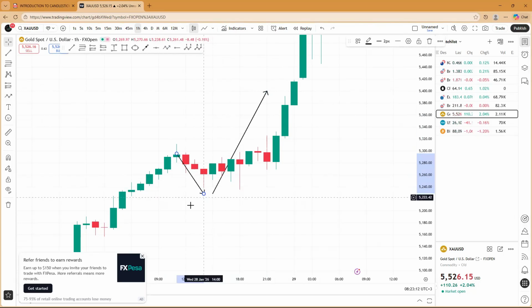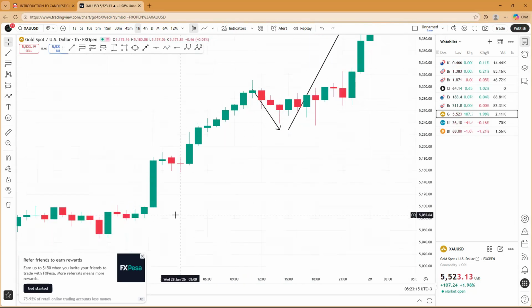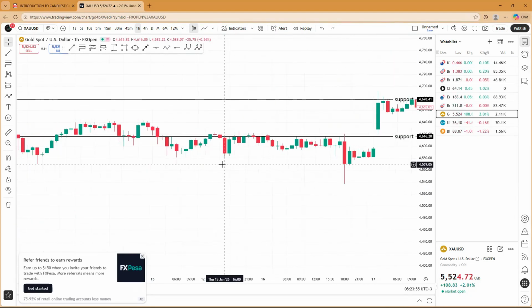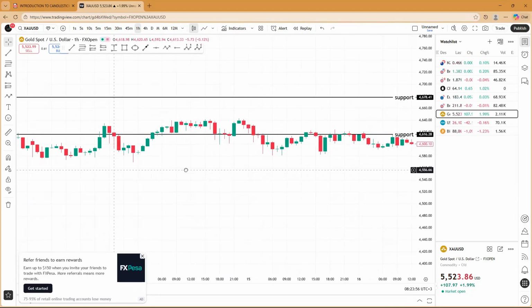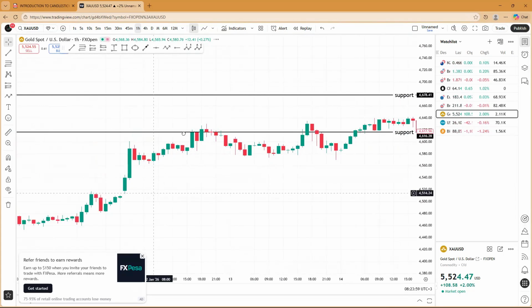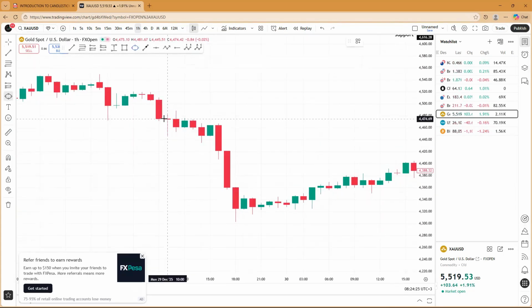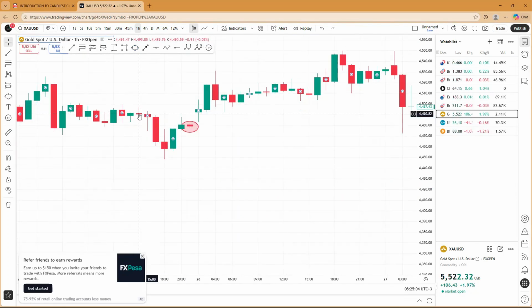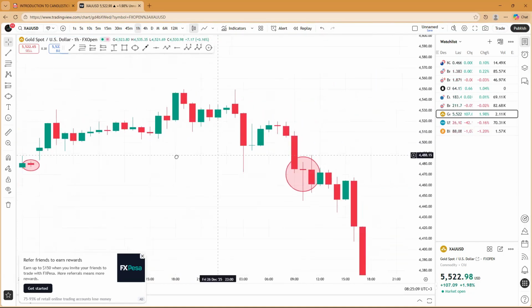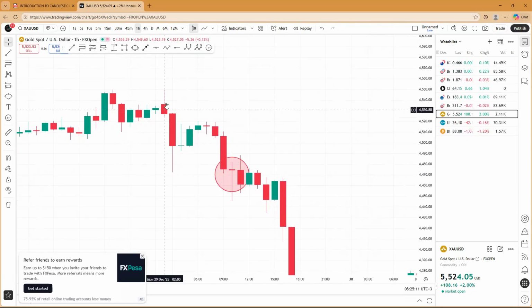Okay, let's see the gravestone. Let me see if we can find examples here in the chart. This is a gravestone candle, this one here. Another doji. We have a lot of dojis in this example. And this is a bearish pin bar.